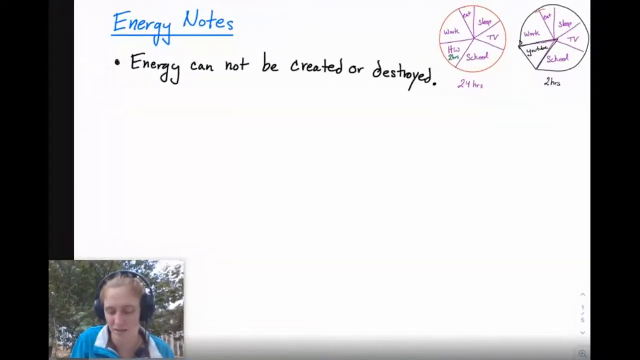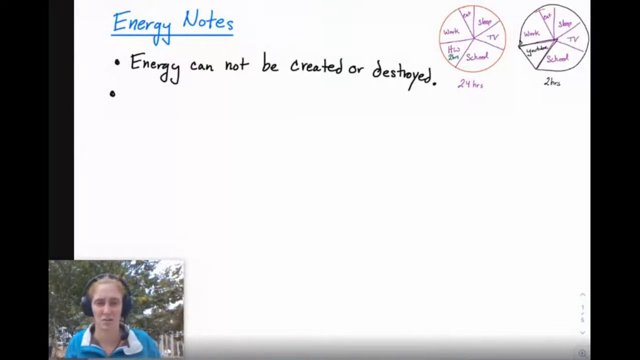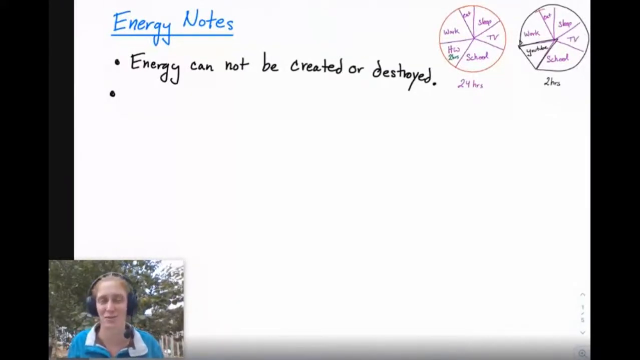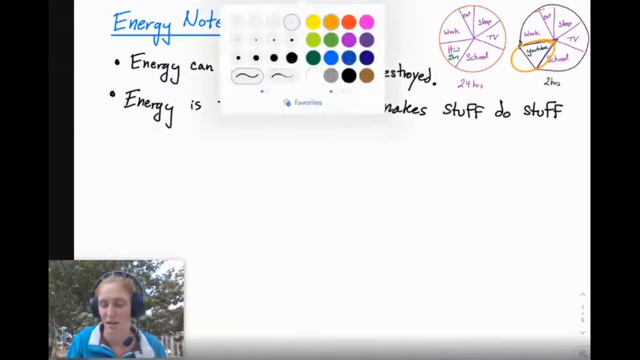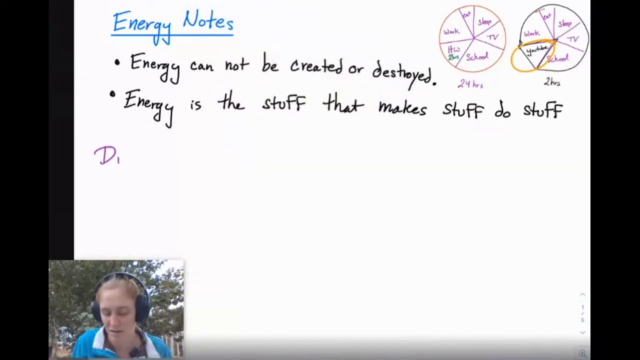The other thing that you need to know is my favorite definition for energy. My favorite definition for energy is that energy is the stuff that makes stuff do stuff. Now, we talked about this amount of time here where it was kind of like wasted time. Well, we have the same kind of thing in energy, and we actually call that dissipated energy. I'm going to throw everything into this category that is just energy that's not particularly useful anymore.